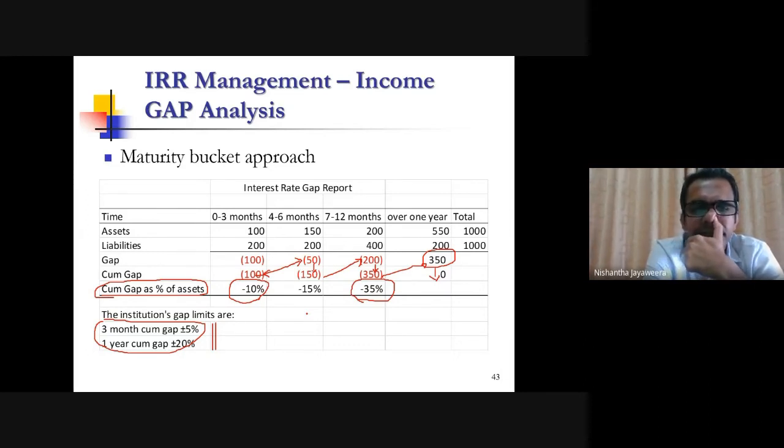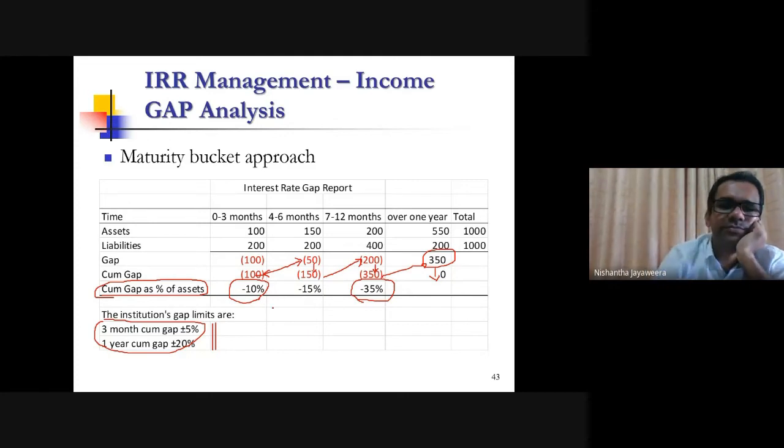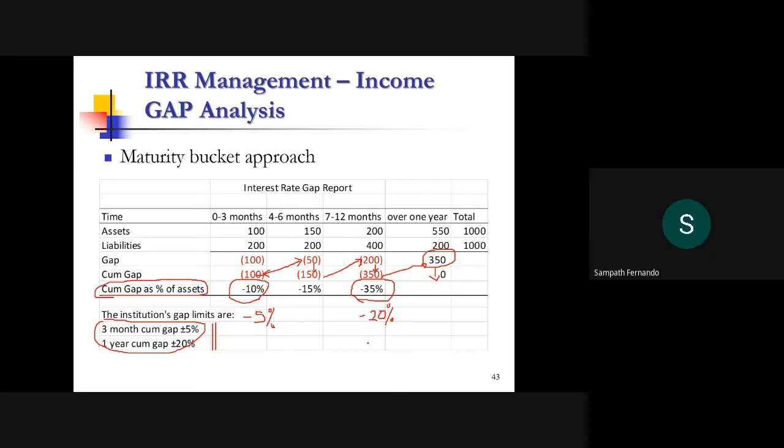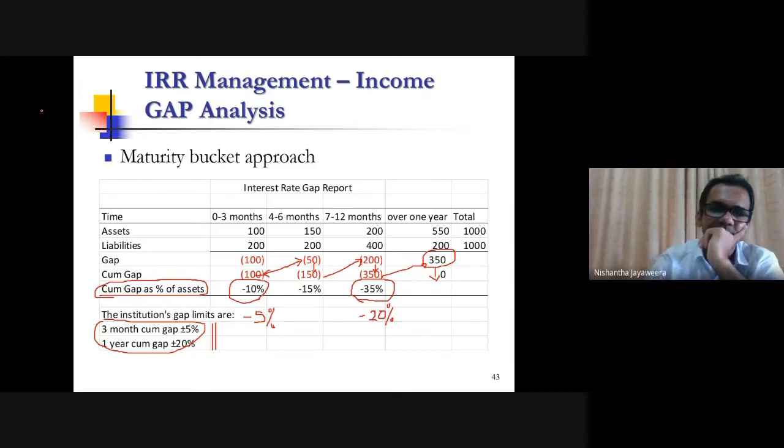How do you correct this? You have to bring down this to at least minus 5%. This to at least minus 20%. How can you do that? Increase the assets, decrease the liabilities. So in the shorter bucket, you have to narrow this gap. How can you narrow this gap?